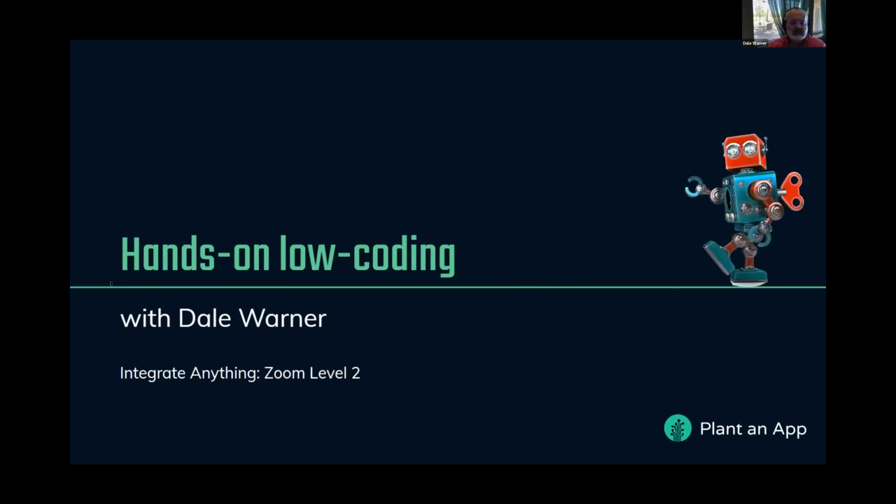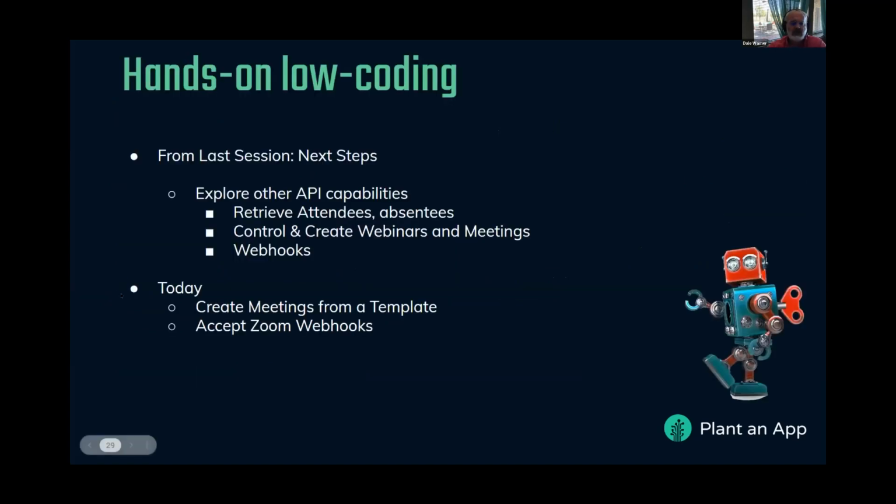And so we move right on to hands-on low coding and doing something with Zoom. So last week, in our last episode, we set out some next steps. What else could we do? Because what we did was work our way through security in Zoom, and then built a listing that listed out all the webinars that were on our account in Zoom. And so we set out that we could do other things like retrieving attendees to a meeting or a webinar, absentees if the people were scheduled and didn't come. All that stuff is available within Zoom. There's also the ability to create and control webinars or meetings.